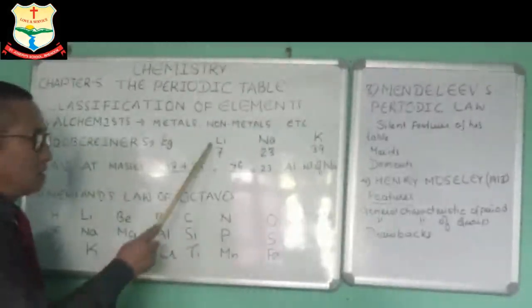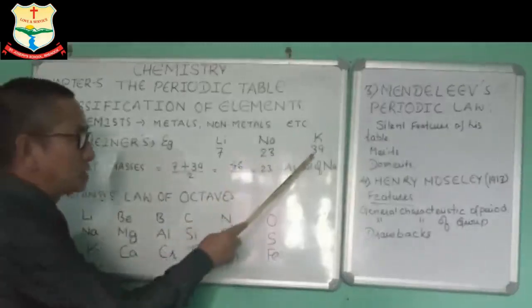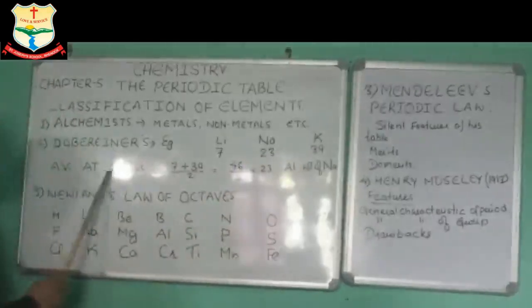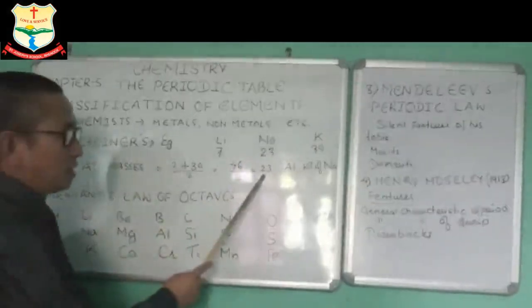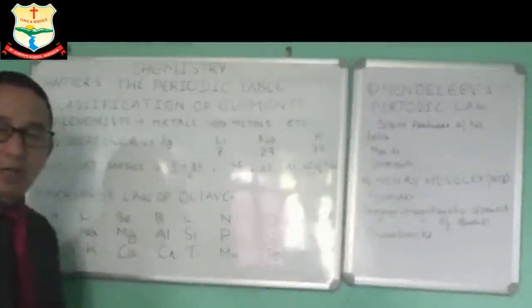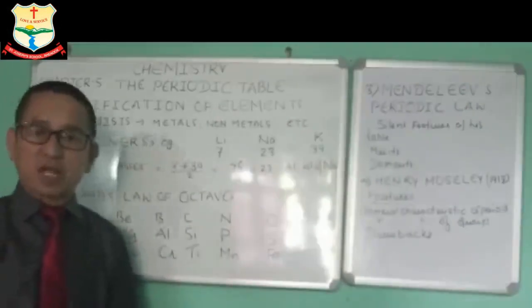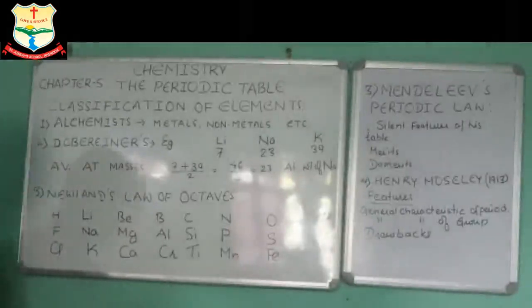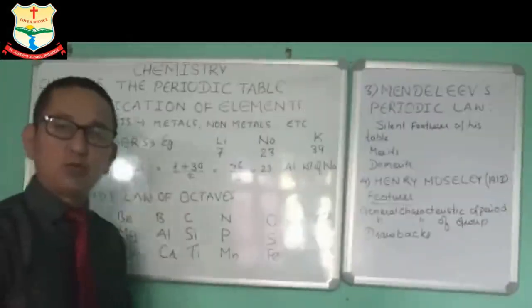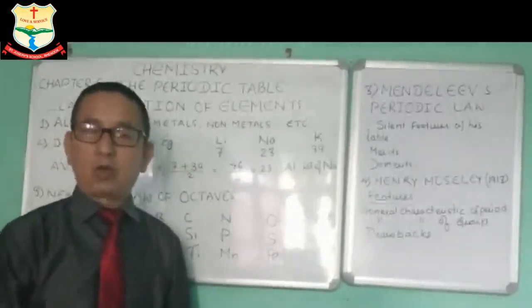You can see here, lithium's atomic weight is 7, sodium's is 23 and potassium's is 39. Their average atomic mass is 23, which is the atomic weight of sodium. His law was discarded because he was unable to classify all the known elements as triads. Then later on, John Newlands came. He ordered the elements in groups of 8 in the increasing order of their atomic weights.